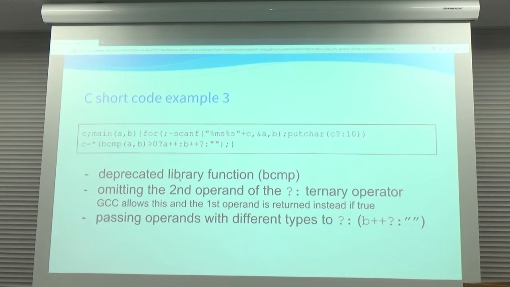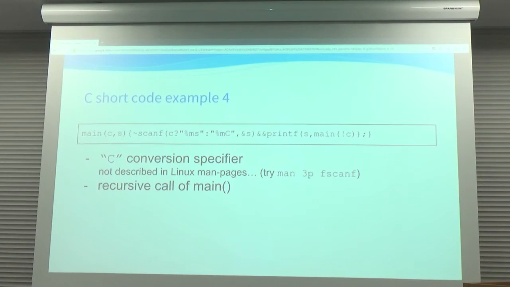And here, B is integer type, and the third operand here is a pointer to char. So different types are passed to the ternary operator. It is not good according to the C standard, but it works. So another example is here.